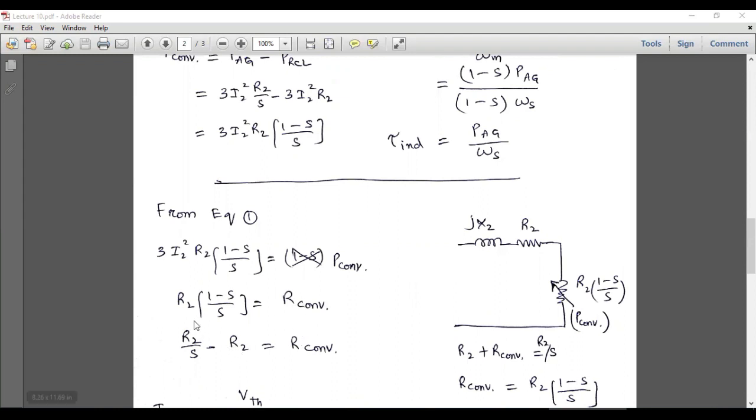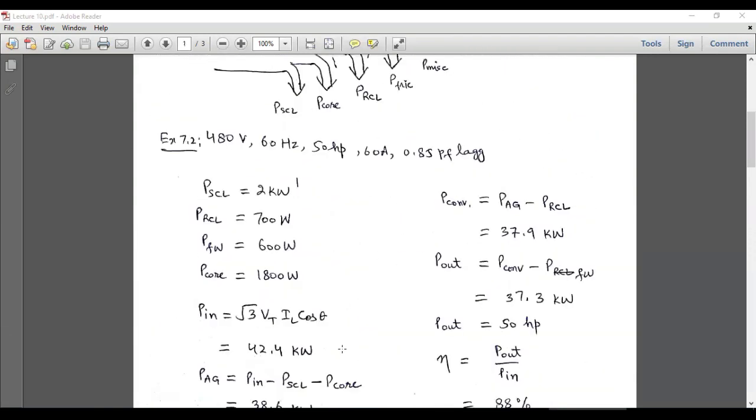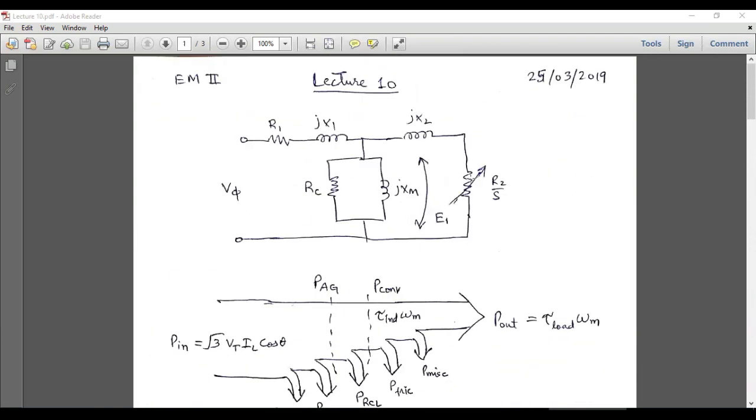So this R converted is equal to R2 over S minus R2, if we multiply and simplify this quantity. So now from here, R2 over S is equal to R2 plus R converted. So this R2 can be shifted to the right hand side. So this R2 over S will be equal to R2 plus R converted. So here we had only one resistance at the rotor side, but this R2 over S is equal to R2 plus R converted.